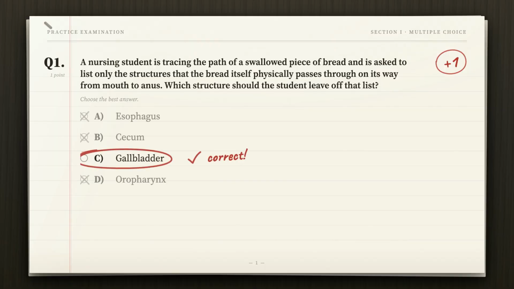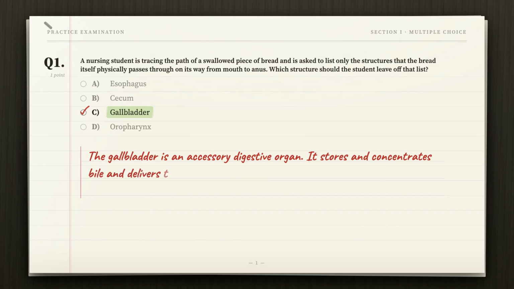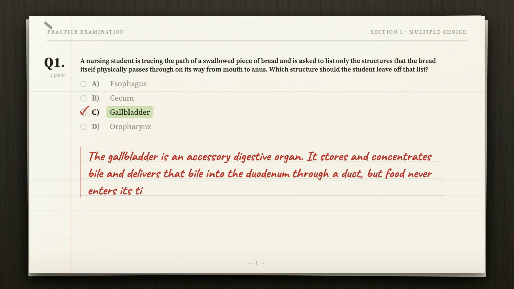The correct answer is C. Gallbladder. C is correct because the gallbladder is an accessory digestive organ. It stores and concentrates bile and delivers that bile into the duodenum through a duct, but food never enters its tissue. The defining test for the alimentary canal is whether food physically travels through the structure.